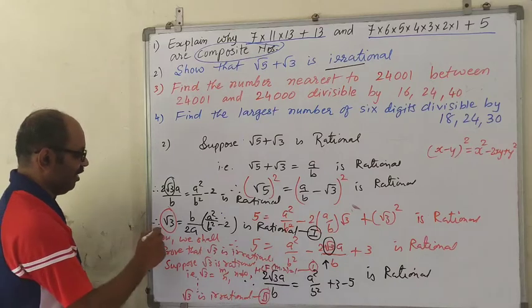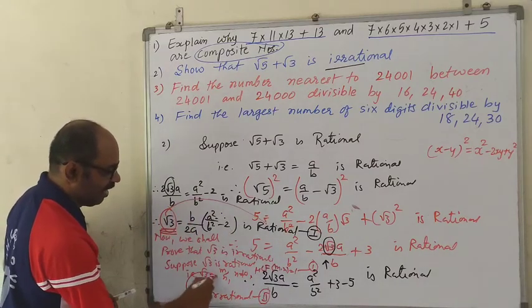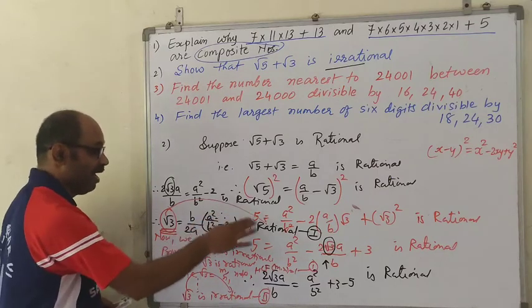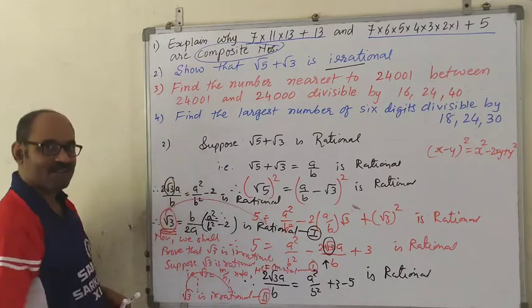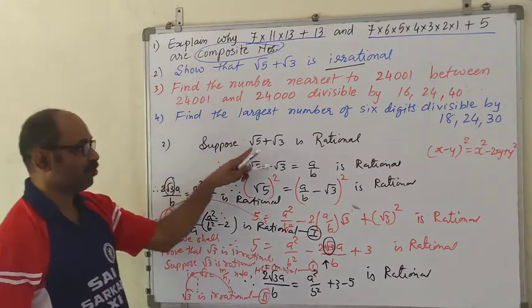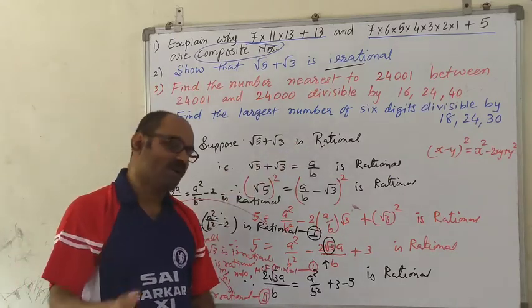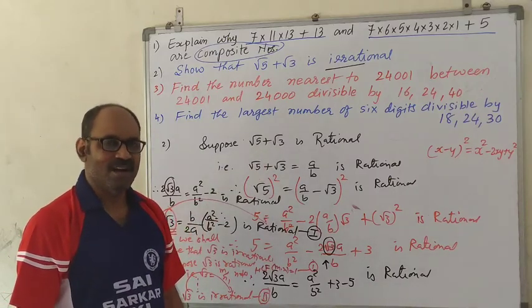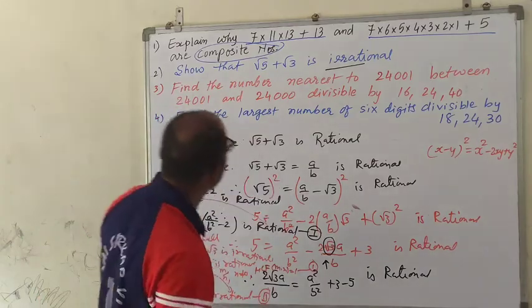अब देखो ये बता रहा है root 3 is rational, और यहां कह रहा है root 3 is irrational. So what will say? By 1 and 2 it follows that our supposition is wrong. Our supposition that root 5 plus root 3 is rational is wrong. So what is correct? Root 5 plus root 3 is irrational. I hope you understood. You try to write on your own. Okay? Fine.